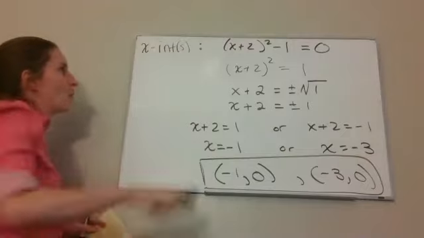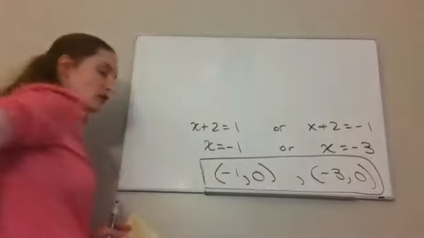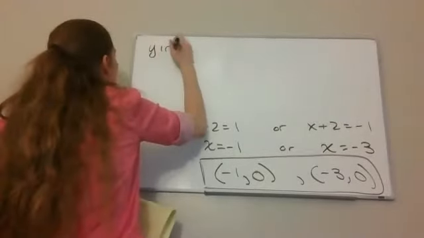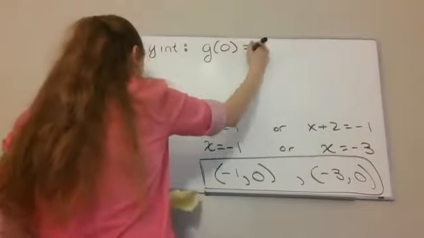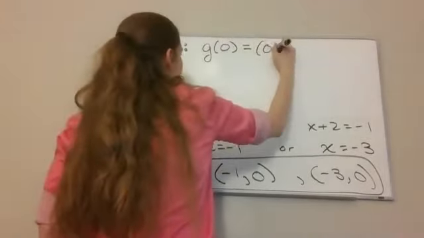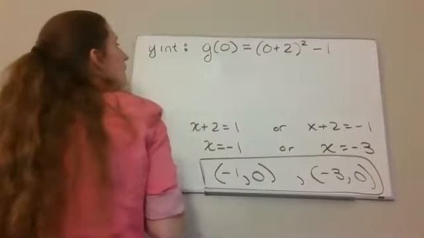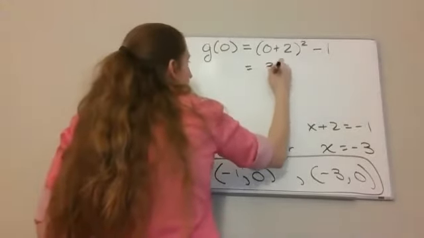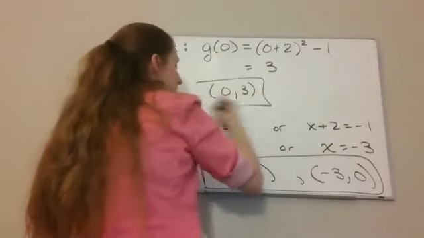And now to find the Y-intercept, I know the Y-intercept occurs when my X is equal to 0. So for the Y-intercept, we have to plug a 0 into our original function. 0 plus 2 is 2, square it to get 4, subtract 1 to get 3. So my Y-intercept is the point 0, 3.